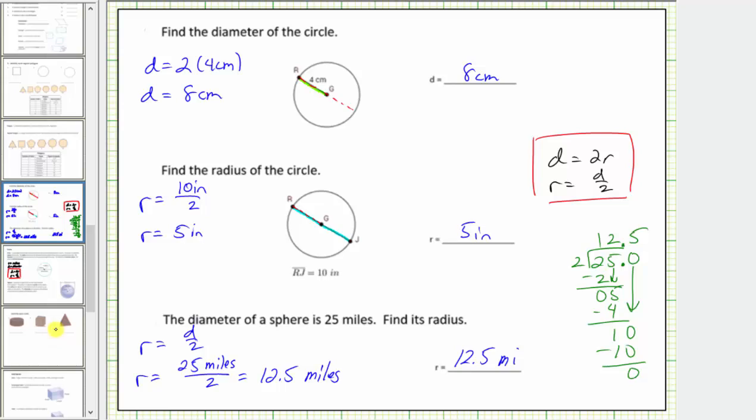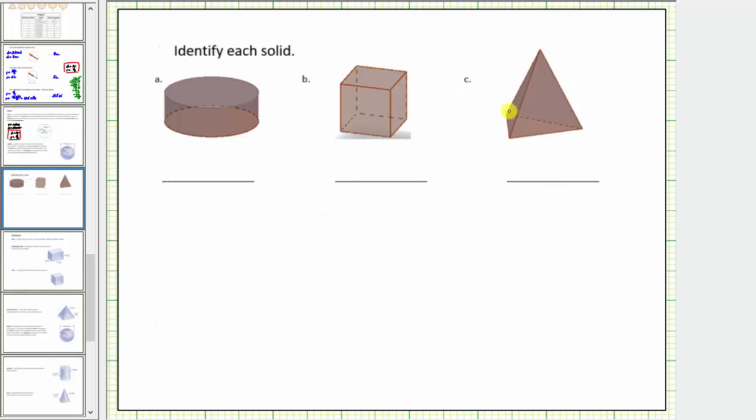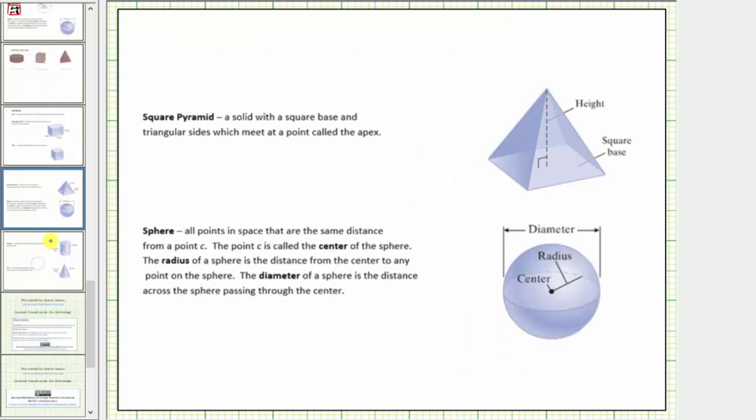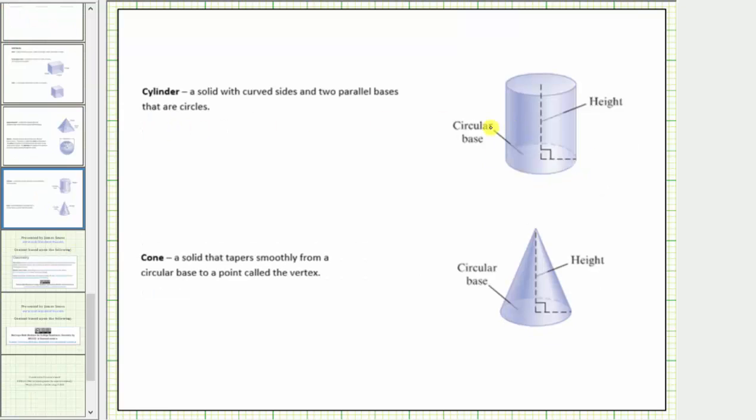And now for the next question, we're asked to identify each solid. Referring to our notes, here we have a rectangular solid, a cube, a square pyramid, a sphere, a cylinder, and a cone. So you may want to pause the video and review some of these definitions.